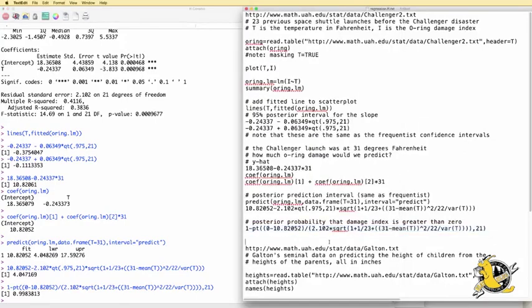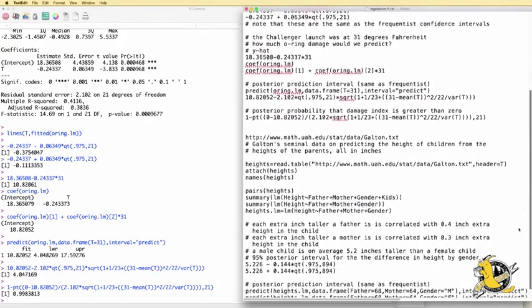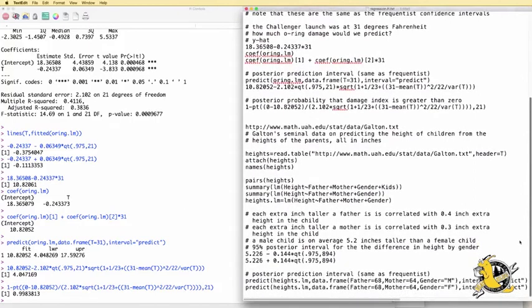Now let's take a look at a multiple regression example. This example is one of the classic data sets. Galton, in the 19th century in Britain, was looking at predicting the heights of children from the heights of the parents. All these measurements are in inches. Let's take a quick look at the data set.